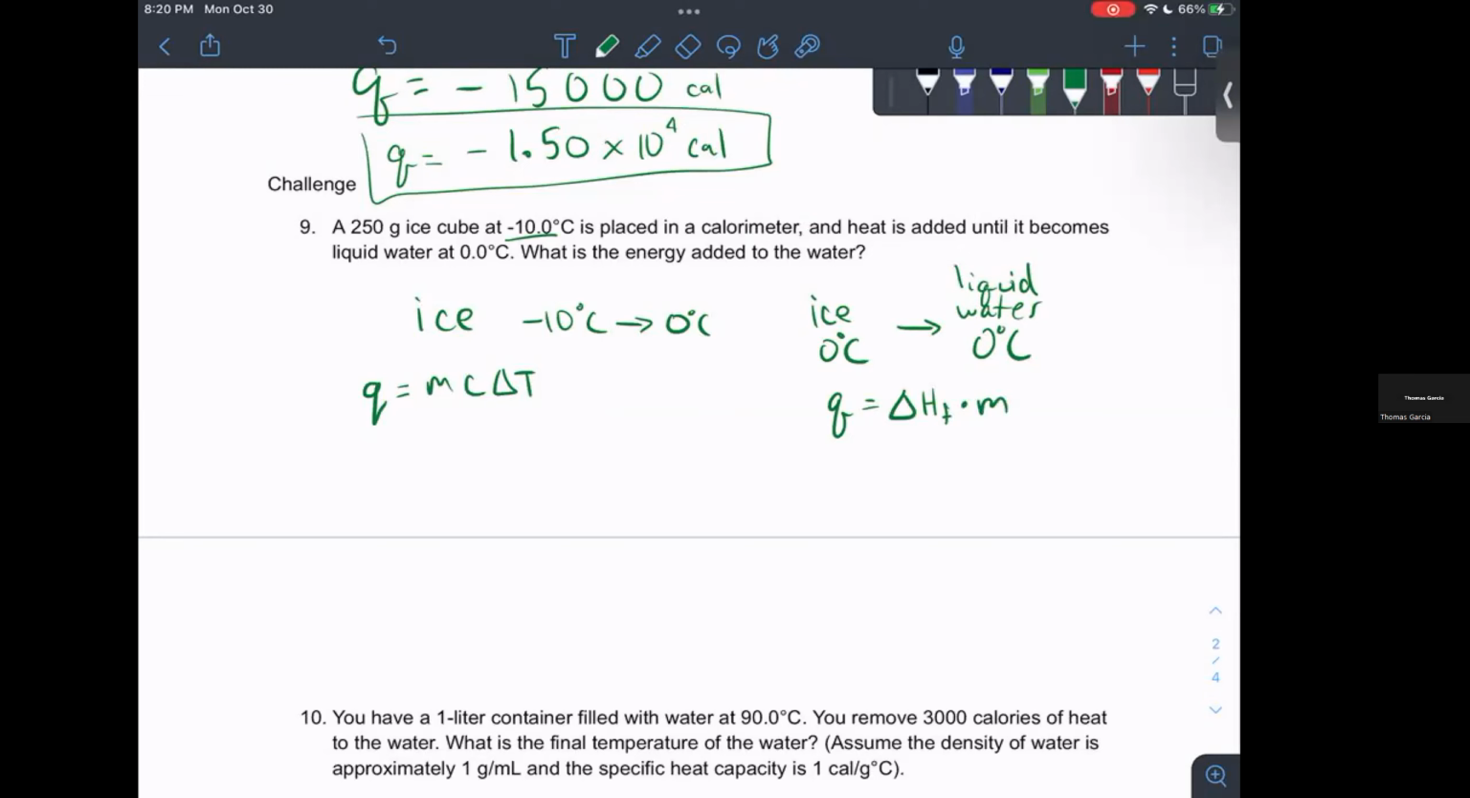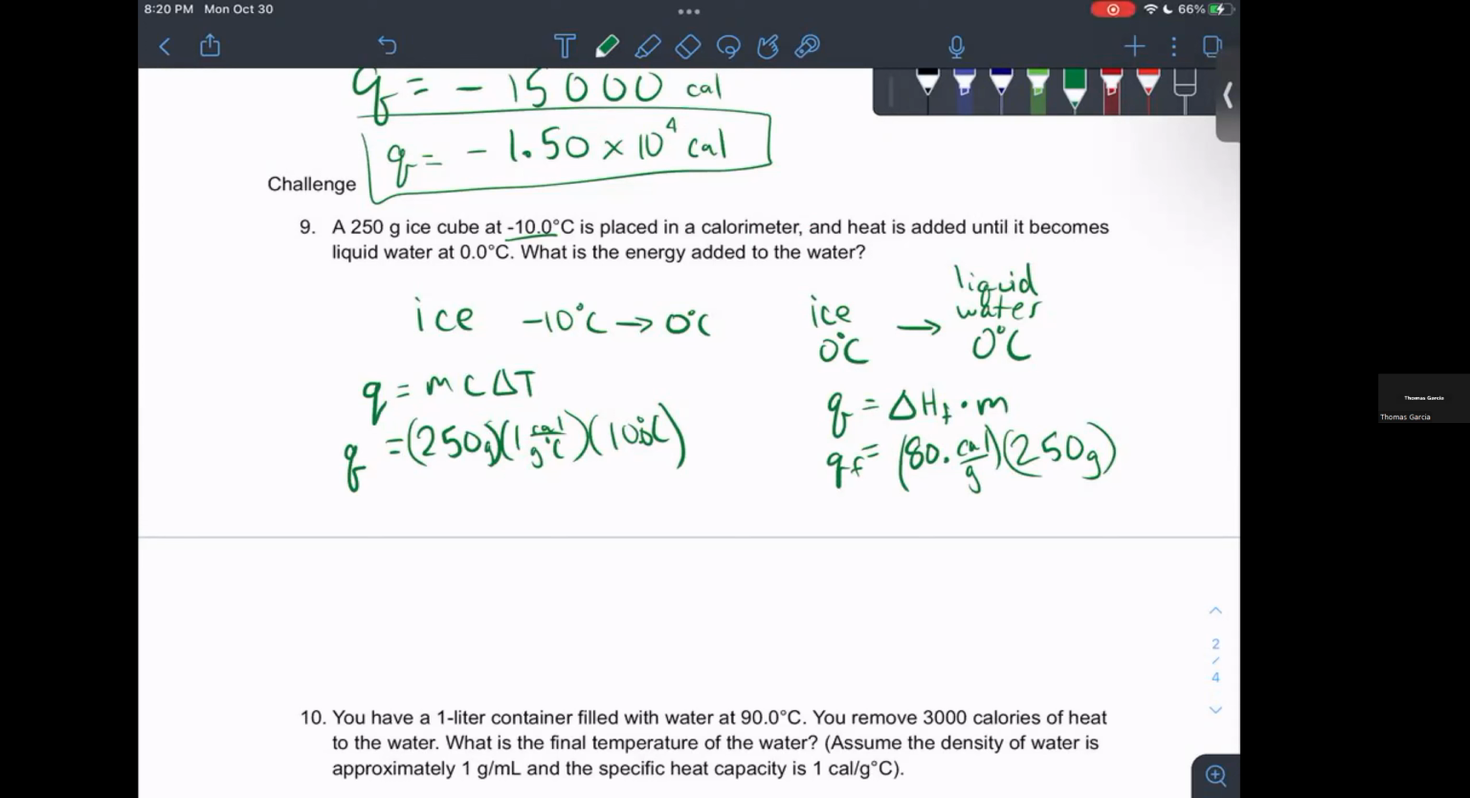All right. So this first one is 250 grams times 1 calorie per gram degree Celsius times 10 degrees Celsius, 10.0. The second equation is equal to our delta H of fusion, which you can find in our notes, is 80 point calories per gram. And our mass again is 250 grams. We're going to find both of these, Q fusion and just Q.